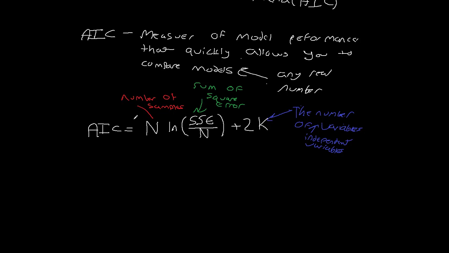Just to quickly recap what the sum of square error is, it's just the summation from i equals 1 to n of y minus y hat, squared. Where again, n is the number of samples, y is the actual value, and y hat here is the predicted value.